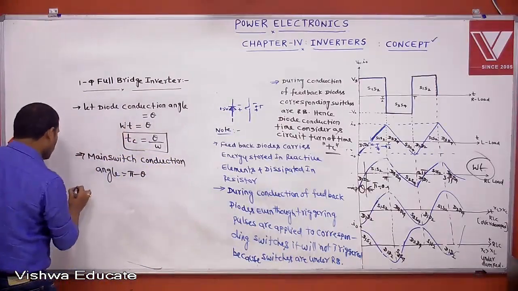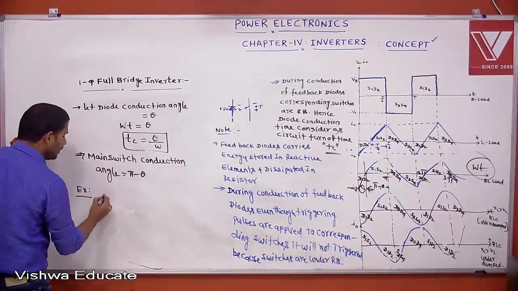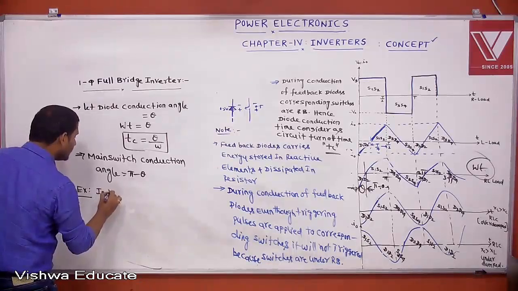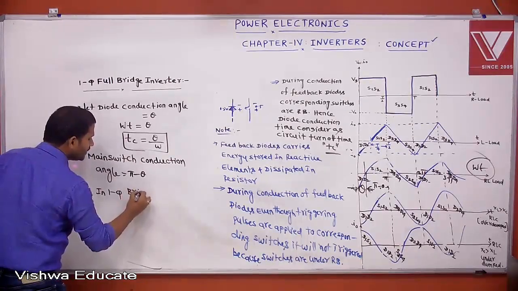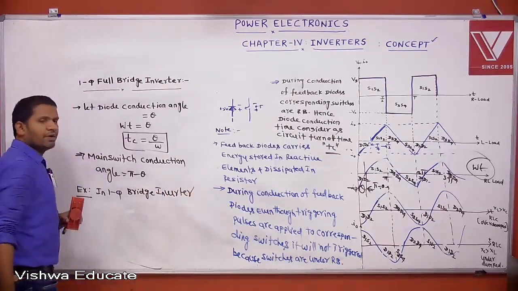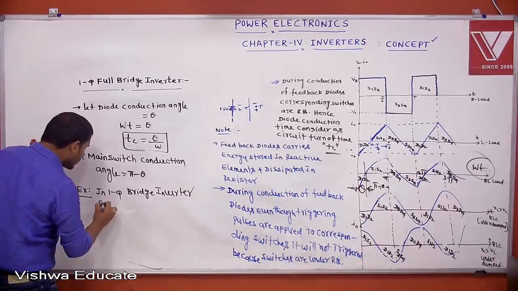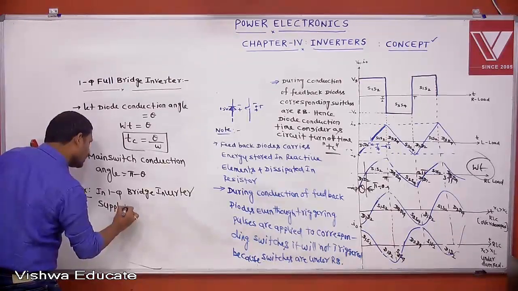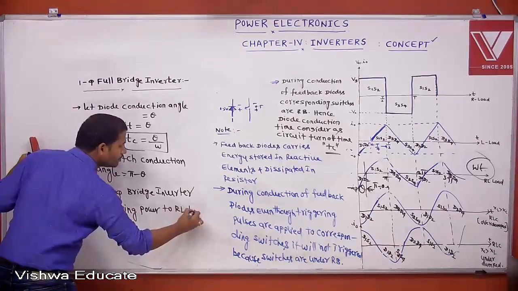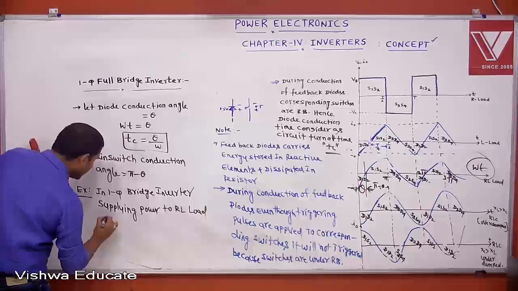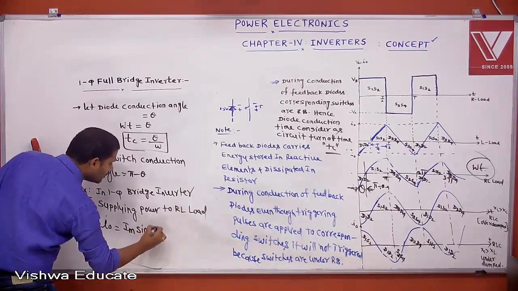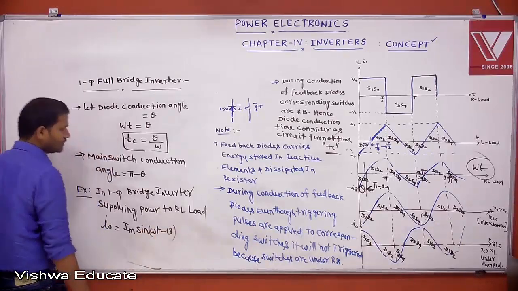See, for example, in a single phase bridge inverter, whether half bridge or full bridge, supplying power to an RL load, the current i0 equals Im sin(omega t minus theta), if it is given like this.